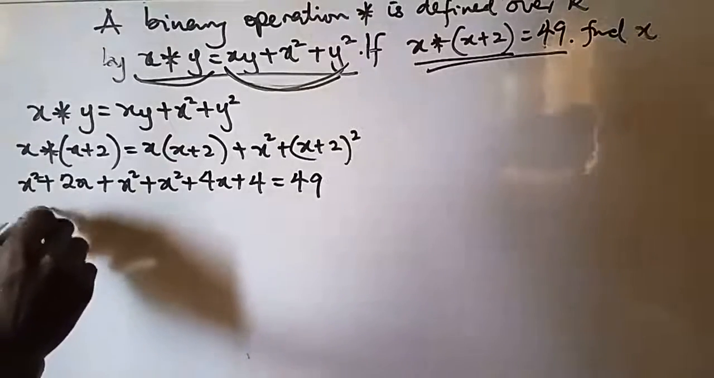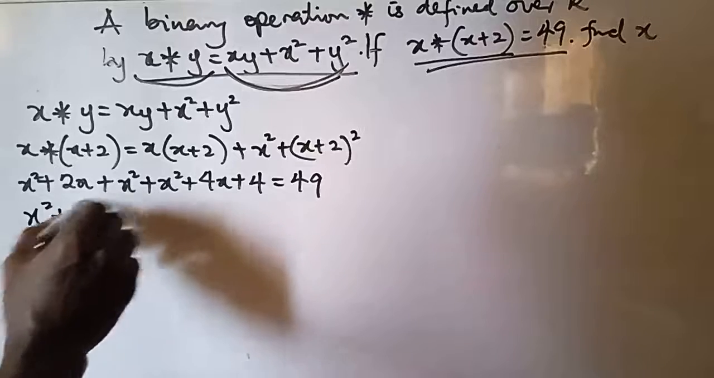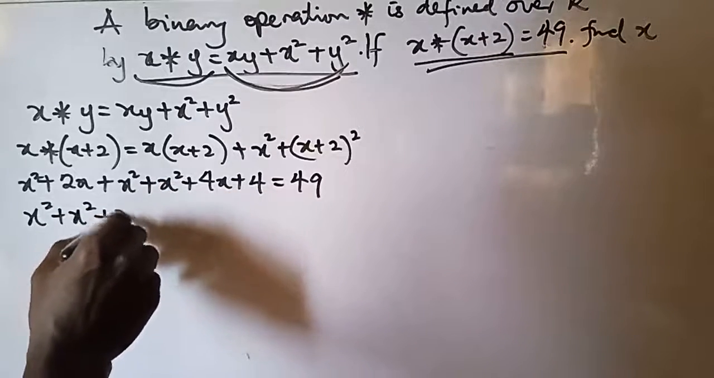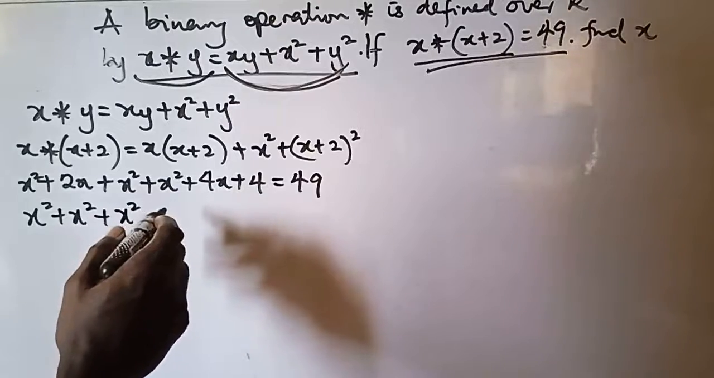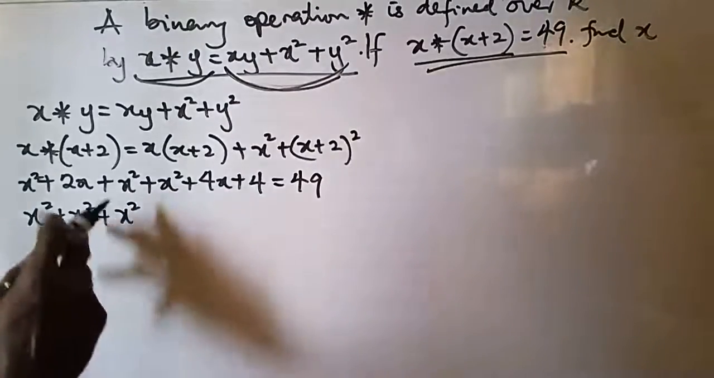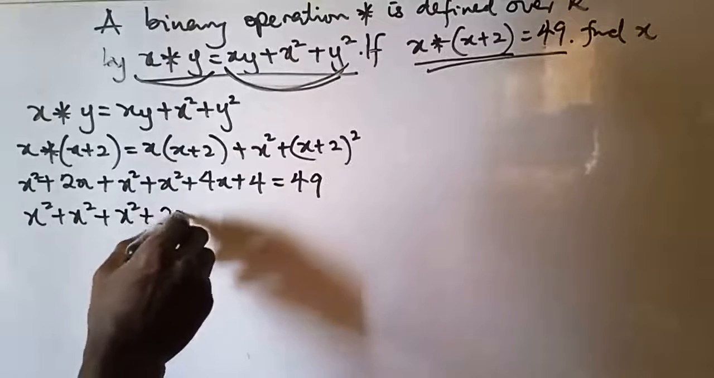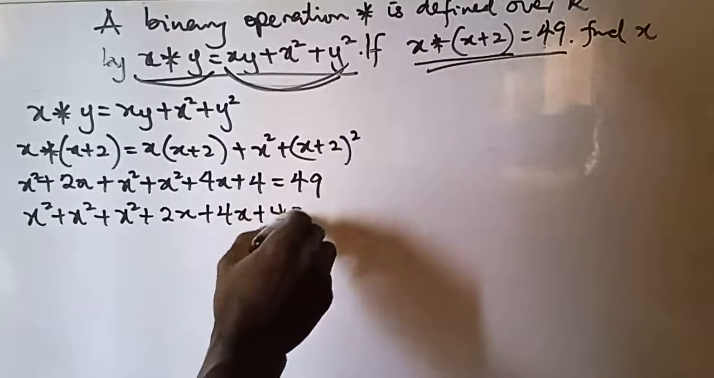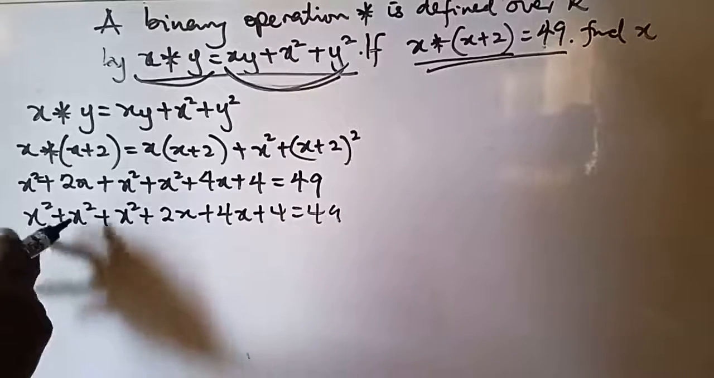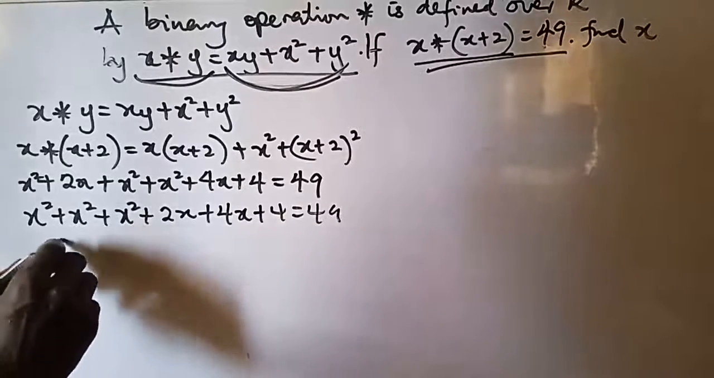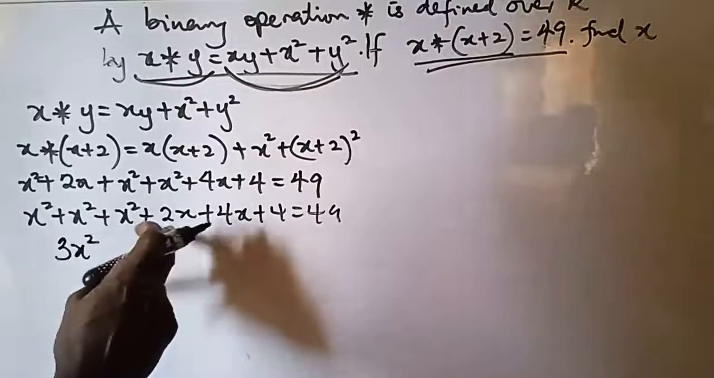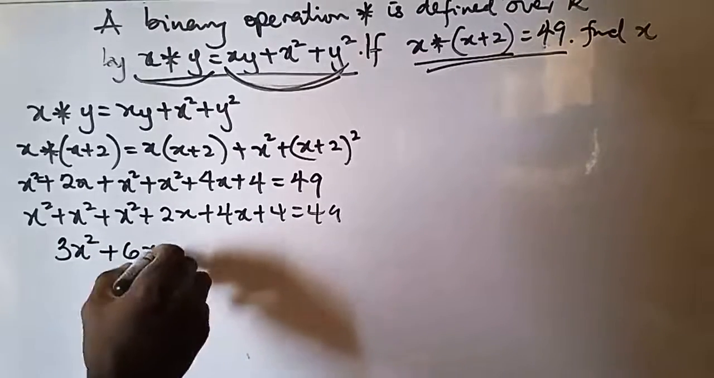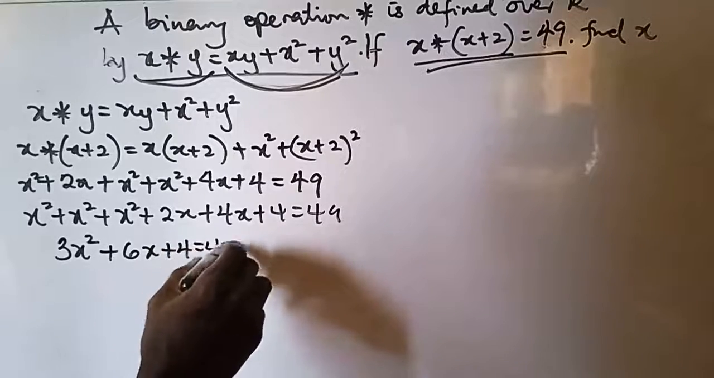In continuation, now we collect like terms. Here we have x squared plus x squared plus x squared, no other x squared, right? Now plus 2x plus 4x plus 4 equals 49. So this plus this plus this gives us 3x squared. Now this plus this gives us 6x. Now plus 4 equals 49.